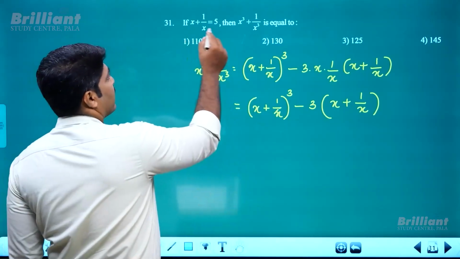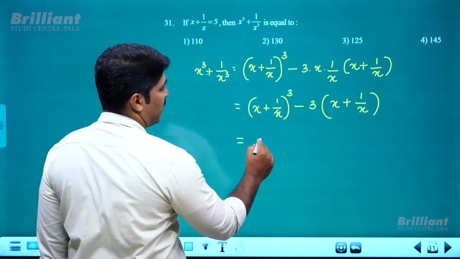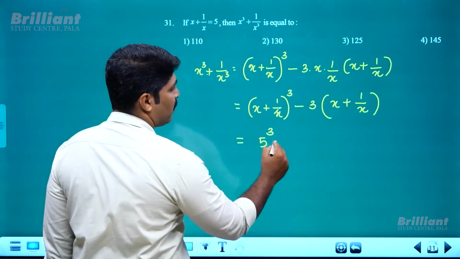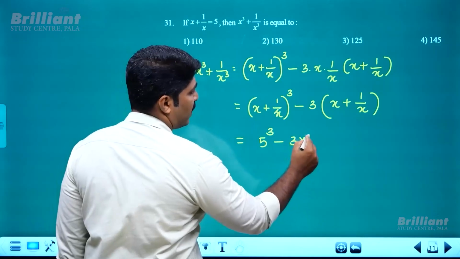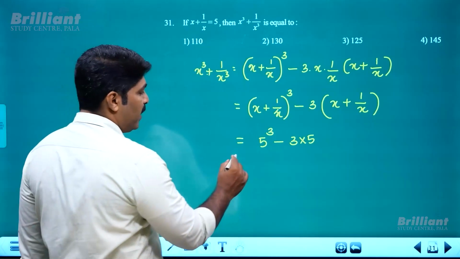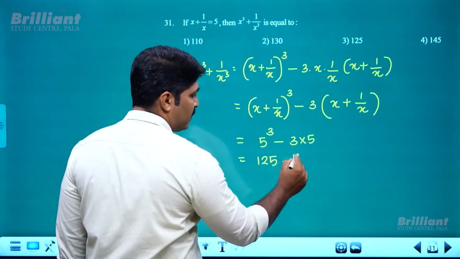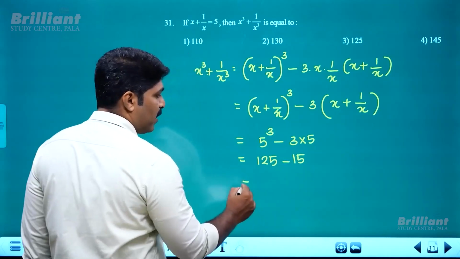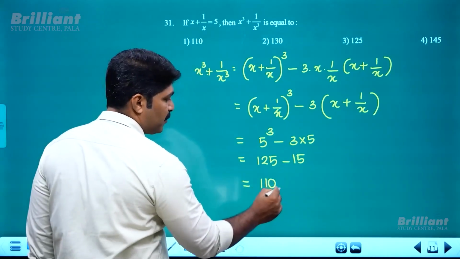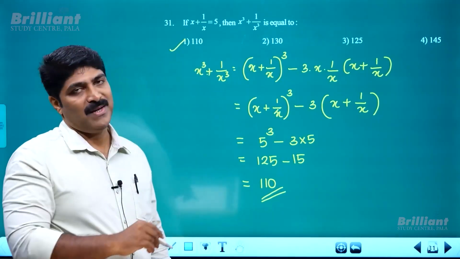It is given that x plus 1 by x equals 5. So its numerical conclusion is 5 cube minus 3 into 5. That is simple. 5 cube is 125. 3 into 5 is 15. So 125 minus 15 equals 110. And the answer is option 1.